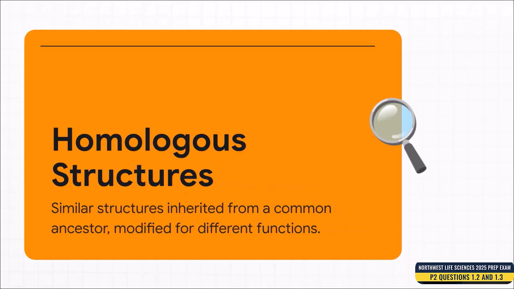For this one, the phrase that should be lighting up in your mind is common ancestor. Think about it like this: a bat's wing and a human arm. They do totally different things, right? One's for flying, one's for grabbing stuff. But if you look at the bone structure, it's basically the same blueprint. That similarity is the clue that points back to a shared ancestor, and that's what makes them homologous structures.